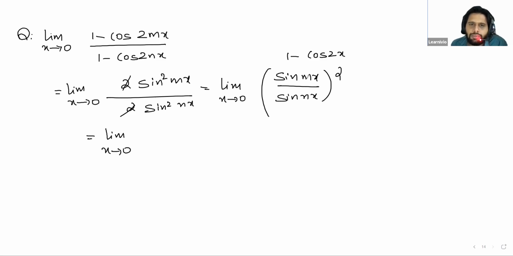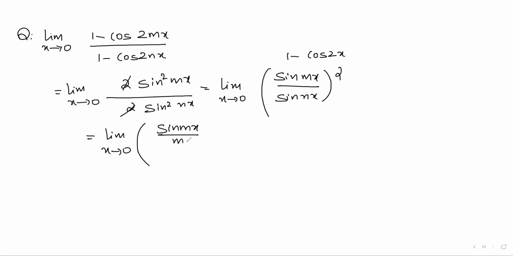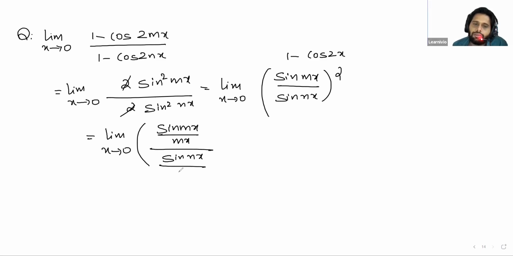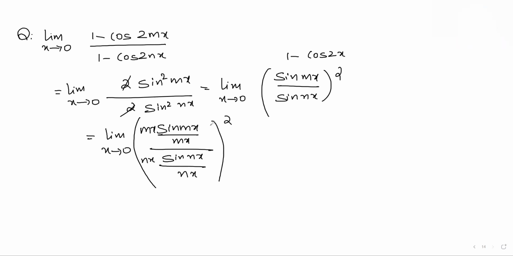Now, इसमें हम directly limit put नहीं कर सकते हैं ना. So this is sine mx, so in the denominator what we need? mx, sine mx by mx. And in this case also sine nx, in the denominator we need nx. But if you are multiplying this, so हमें क्या करना होगा? Divide भी करना होगा mx and similarly nx and whole square. This clear? Yes sir, मैंने भी ऐसे ही किया है. Okay, अब check करते हैं.